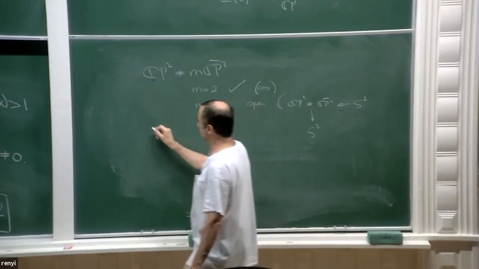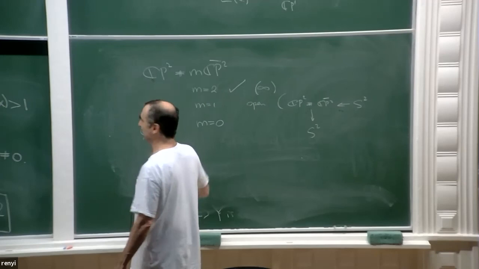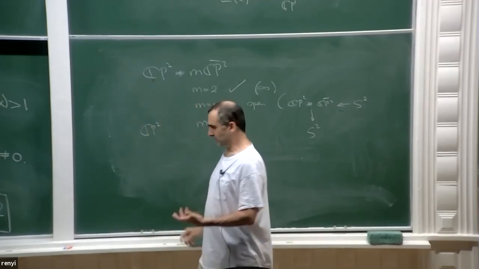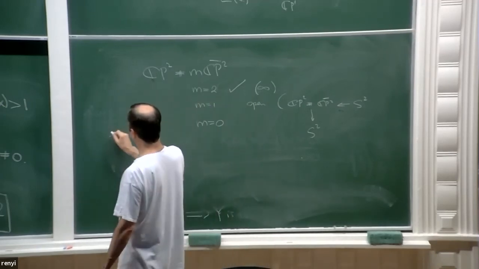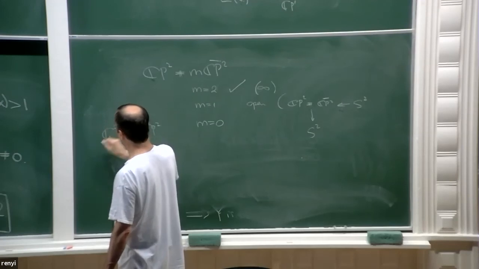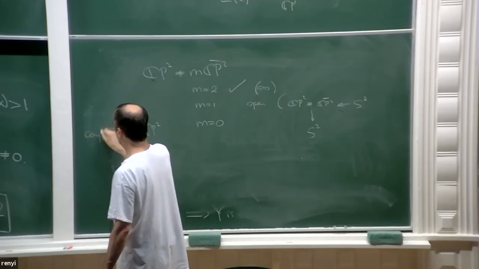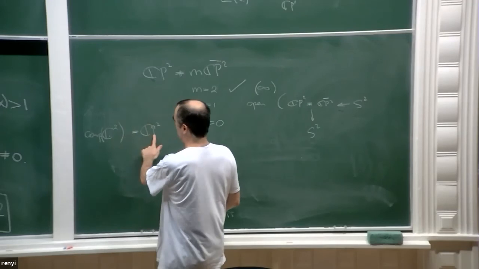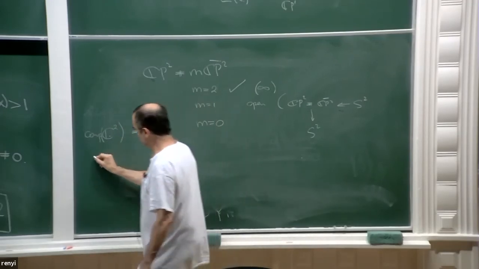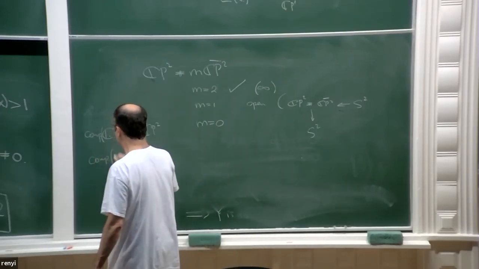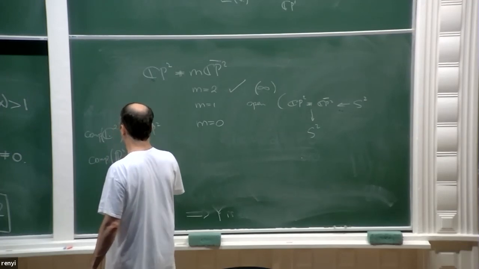So what happens on CP2, that's again wide open. And notice that this can be thought as some kind of a compactification of C2. We don't know the answer. There is another compactification of C2 where we view it as R4, and that gives you S4.